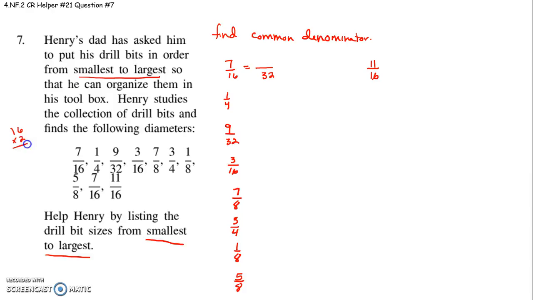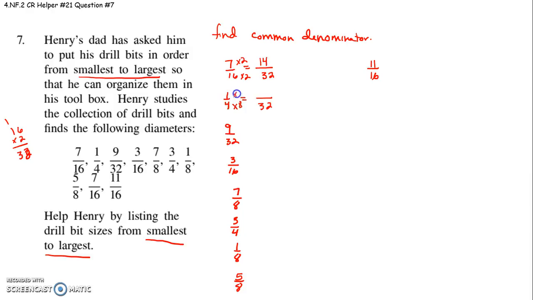16 times 2, let's hope that's 32. 6 times 2 is 12. Put down 2, carry 1. 2 times 1 is 2, and 1 more is 3. Okay, good. 16 times 2 is 32. So if I multiply numerator and denominator here by 2, 7/16 is the same as 14/32.